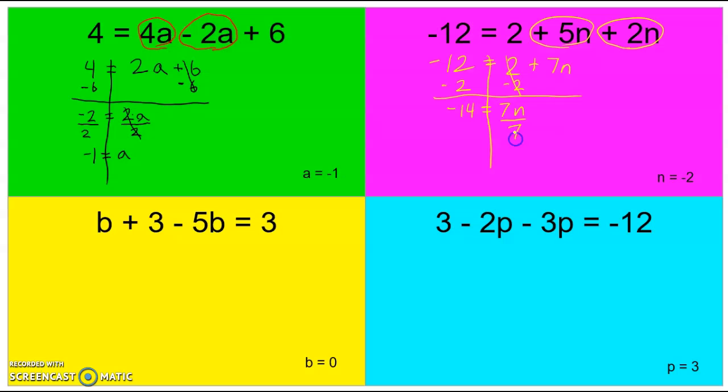Divide by 7 on both sides. Why are we dividing? Because it's 7 times n, and we need to do the opposite of multiplication, which is division. To cancel that out, divide by 7 on this side too. And what are we left with? Negative 14 divided by 7 is negative 2, so n equals negative 2. Okay, that is it.